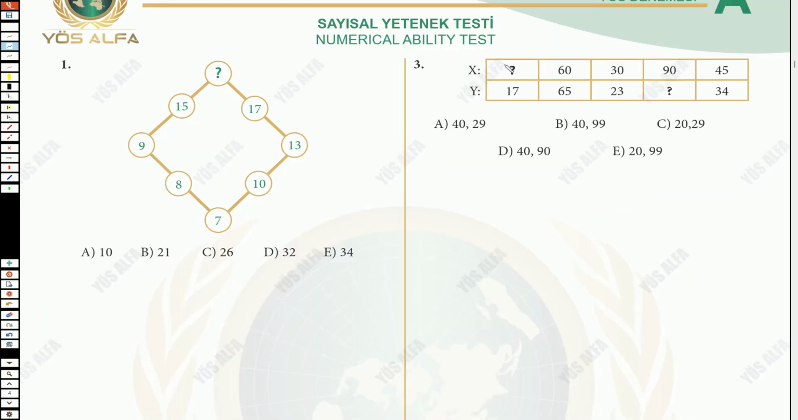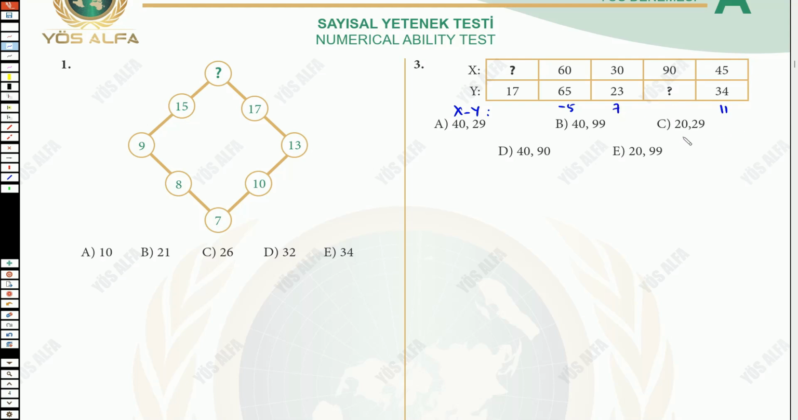Number 3, the x values and y values are given. And we're asked to find one x and one y. So we'll start with what's known. So 60 and 65, we'll try to make an operation out of it. So 60 and 65, I'll subtract them. And x minus y is going to be negative 5, and 7 and 11.